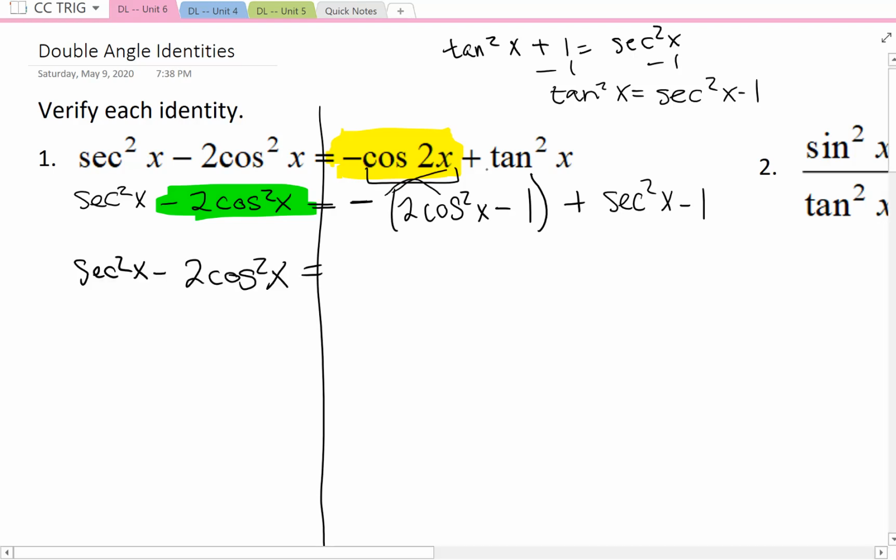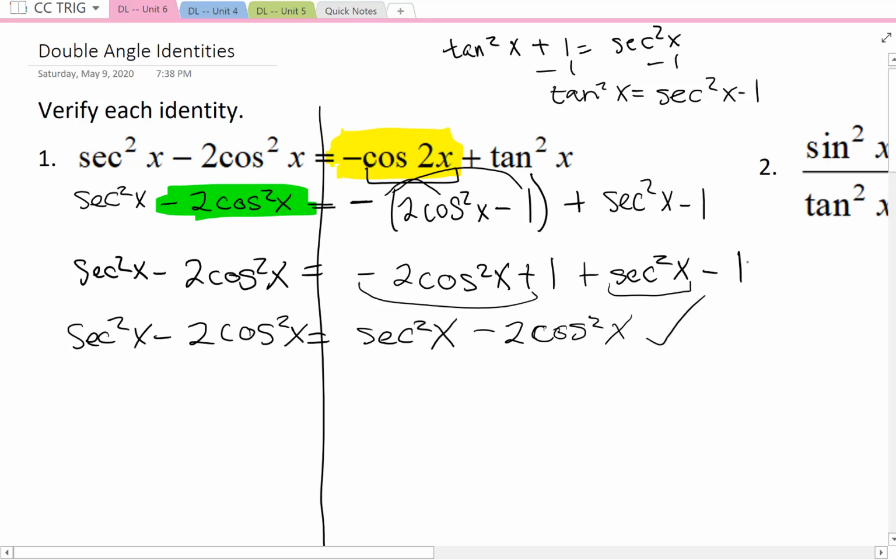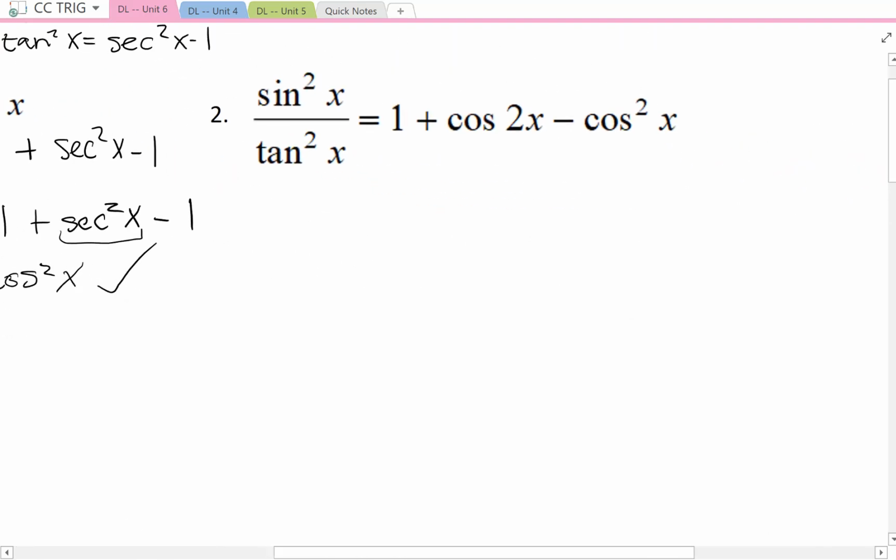So we're going to distribute the negative on the right side. Cosine squared x plus 1 plus secant squared x minus 1. And now it looks like we're actually almost done. We just need to combine like terms and rearrange. So you have a secant squared x, a negative 2 cosine squared x, and 1 minus 1 ends up subtracting to 0. So we're done.